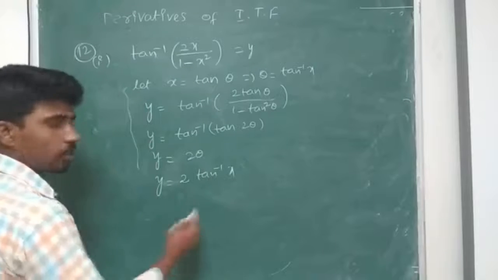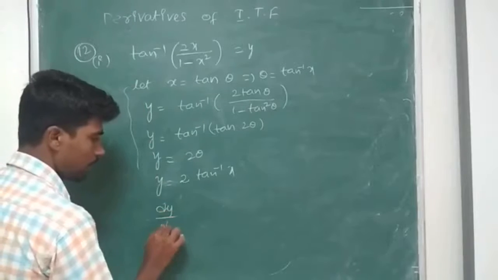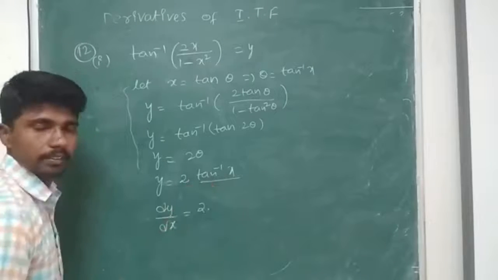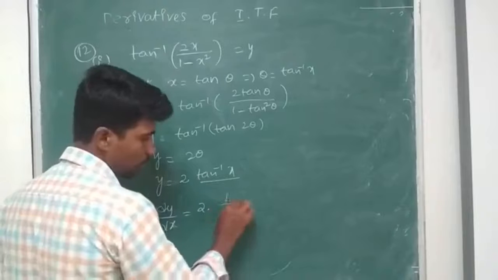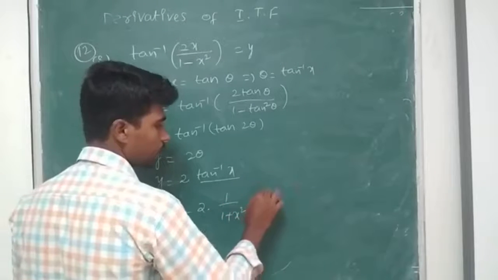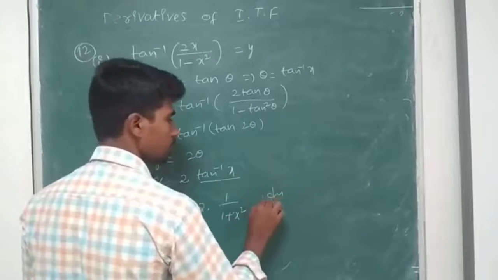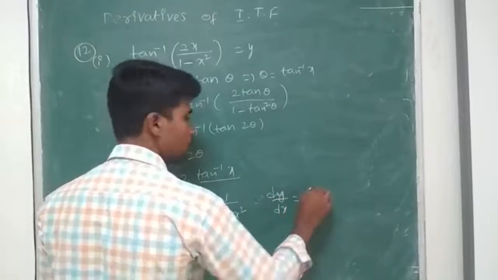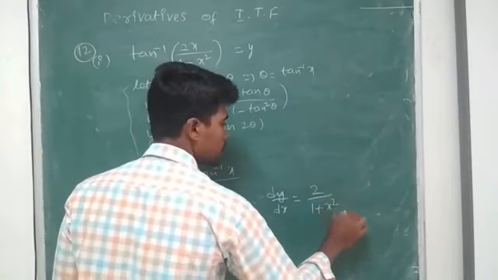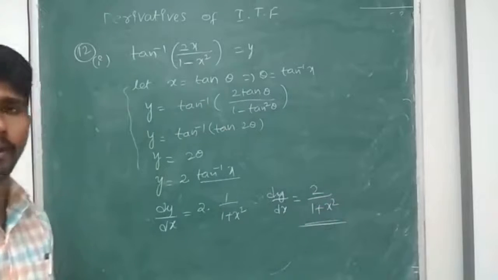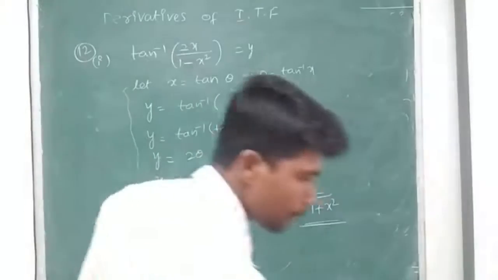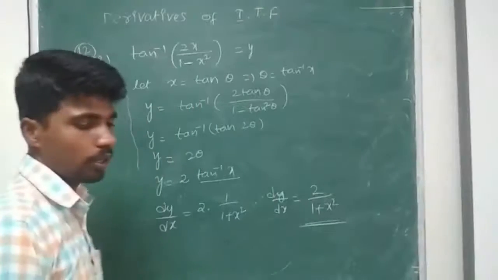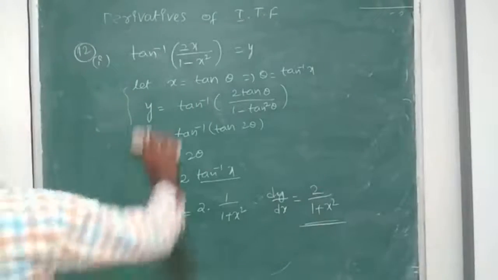Now I want to find its derivative. dy by dx is equal to 2 into the derivative of tan inverse x, which is 1 by 1 plus x square. Therefore my answer, dy by dx is equal to 2 by 1 plus x square. Next, one more: sin inverse of 2x into root of 1 minus x square.